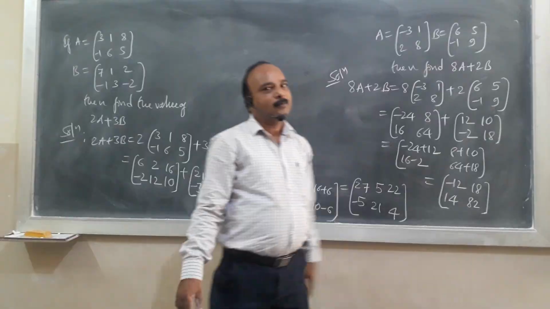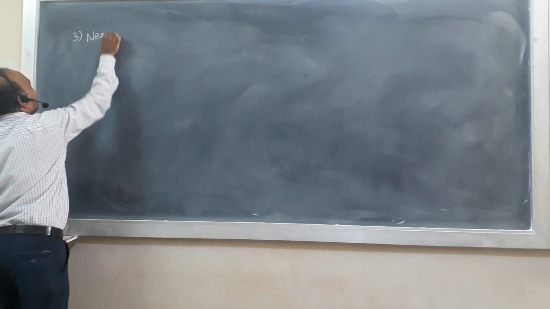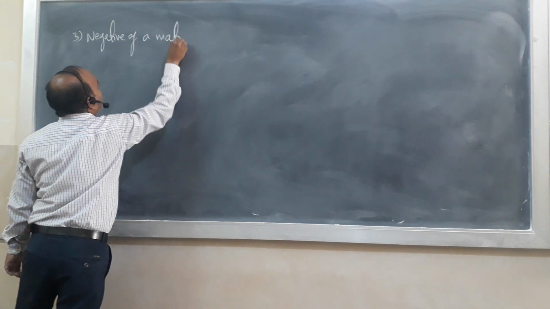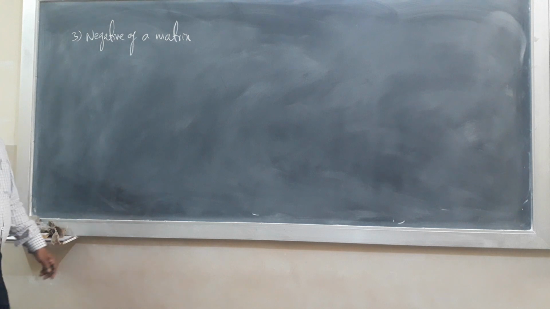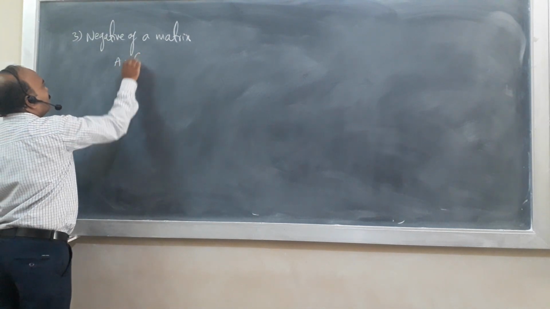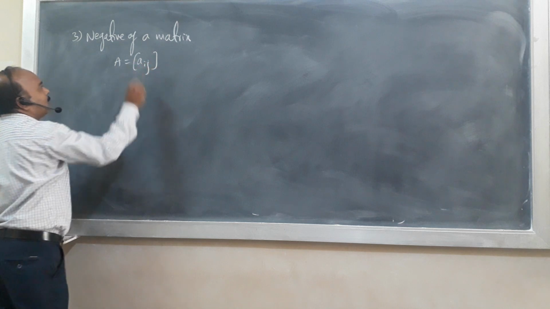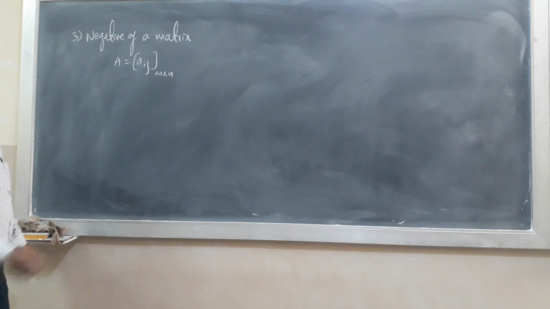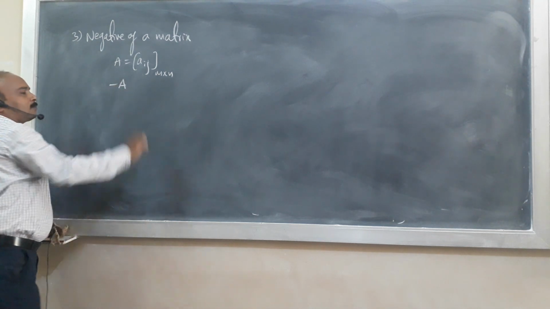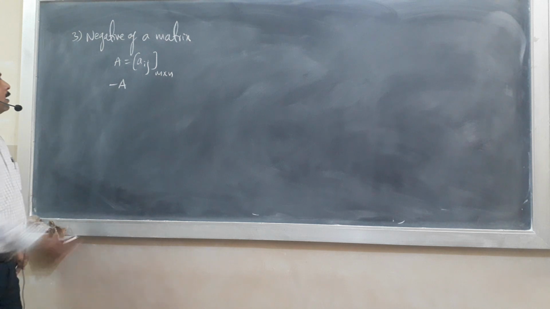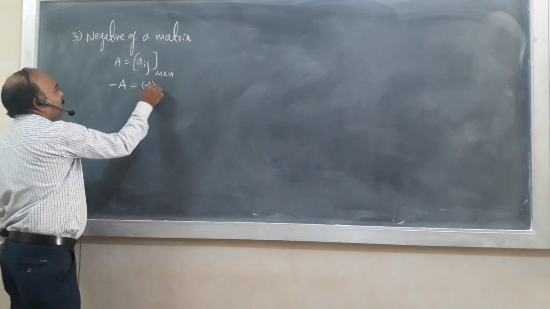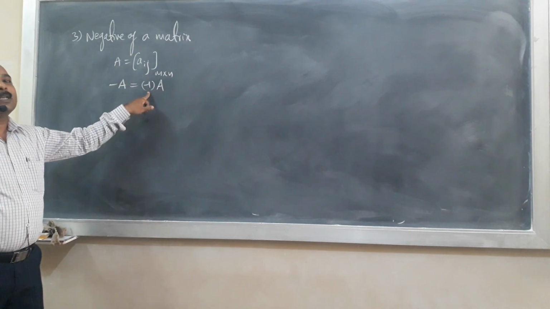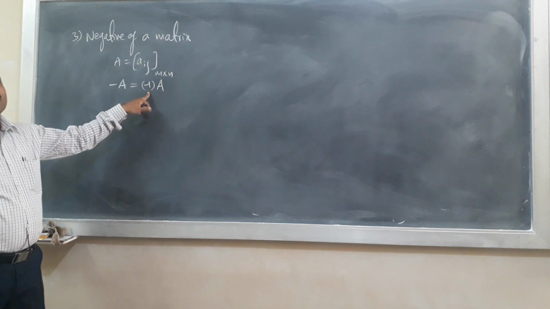Third one, negative of a matrix. If A equals Aij is any given matrix of order m by n, then the negative of a matrix can be defined as minus A. Minus A is called the negative of a matrix and it is defined as minus 1 into A. That means the given matrix is multiplied with a scalar minus 1, then it is converted into the negative of a matrix.